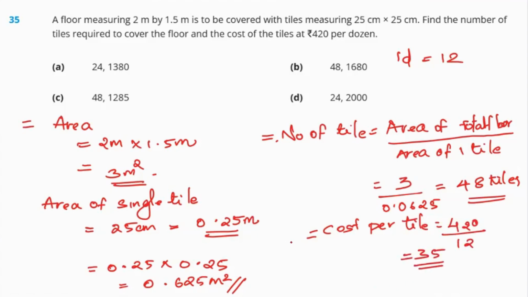Now we have to find the total cost. We need 48 tiles and the cost of each tile is 35 rupees, so we multiply 35 into 48, which is equal to 1680 rupees. So the number of tiles needed is 48 and the cost of tiles to cover that floor will be 1680 rupees. So the option is option B, 48 and 1680. B is the correct option.